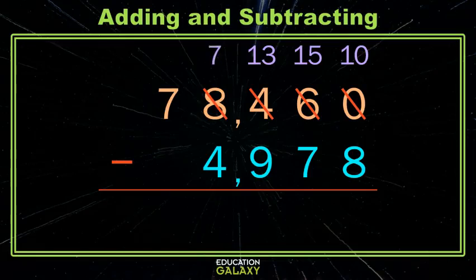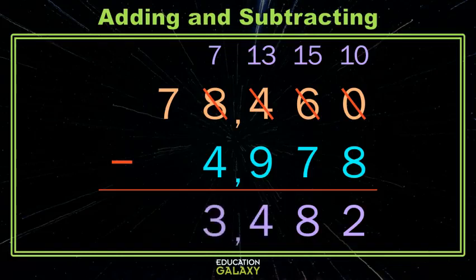That easy. 10 minus 8 is 2, 15 minus 7 is 8, 13 minus 9 is 4, 7 minus 4 is 3, and now here in the 10,000s I have a 7 on top and I have nothing on the bottom. So 7 minus nothing is exactly 7. Pretty easy, right? Okay, let's try a real world example.